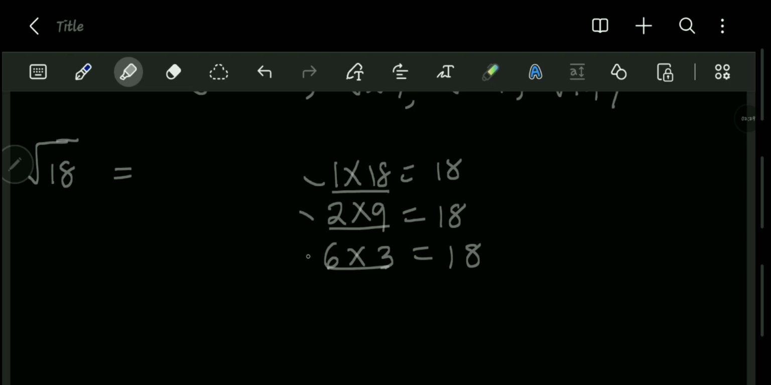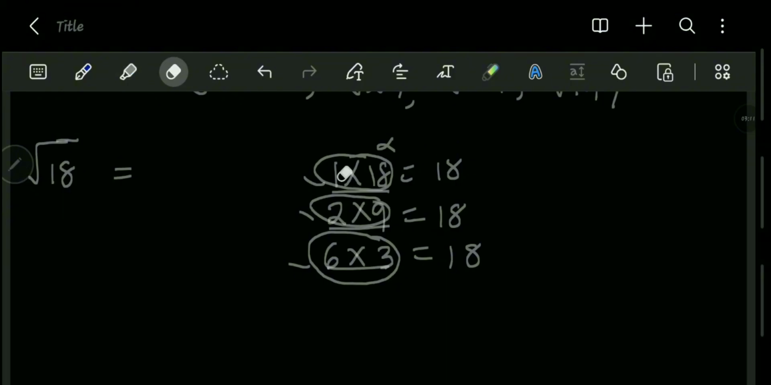So within these three pairs, which of these pairs has a perfect square? If you look at the first pair, 1 and 18, we can't use this one. We can't use the first pair, right? We can't use the last pair either. Now, why can't I use the last pair? Whenever you are simplifying a surd, or you want to split up a surd, you are to use the pair that has a perfect square in it. So the first one does not have a perfect square, and the last one too does not have a perfect square. The only one that has a perfect square here is 9. So that's why I'm going to use this one here.